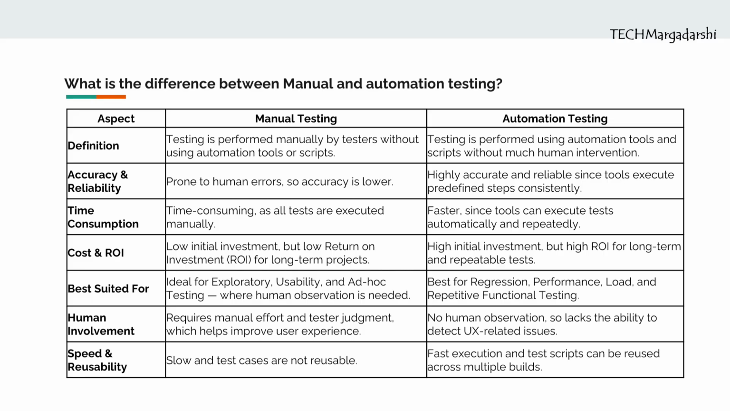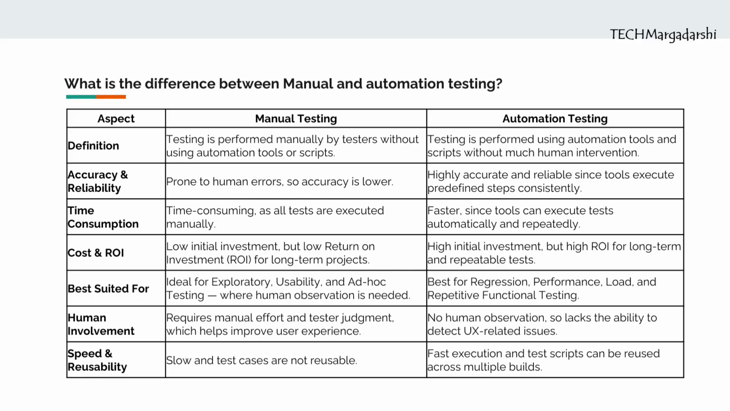On the other hand, automation testing uses tools and scripts to run test cases automatically. It is much faster, more accurate, and reliable, especially for regression, load, and performance testing. However, it doesn't provide the human touch, meaning it can miss user experience related bugs. In terms of cost, manual testing has a low initial investment but gives low ROI over time. Automation testing requires a higher investment initially but provides better ROI for long term and repetitive testing cycles.